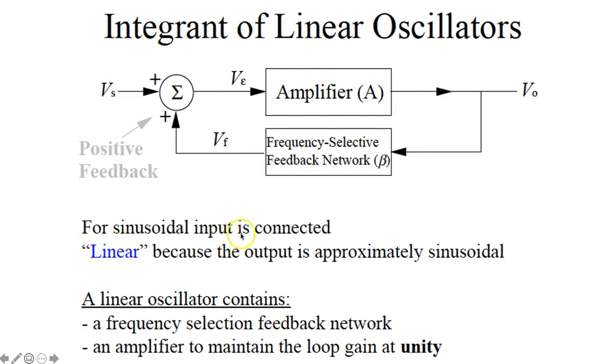For sinusoidal input it is called a linear oscillator because the output is approximately sinusoidal. A linear oscillator contains a frequency selective feedback network and an amplifier to maintain the loop gain at unity. Loop gain is the multiplication of A and beta. When A beta is equal to 1, where A is the amplifier and beta is your feedback network, then you are going to get sustained oscillation. We are going to see that in the next coming slide.